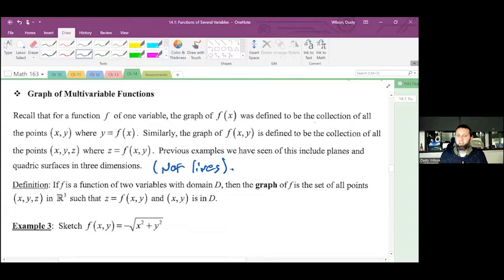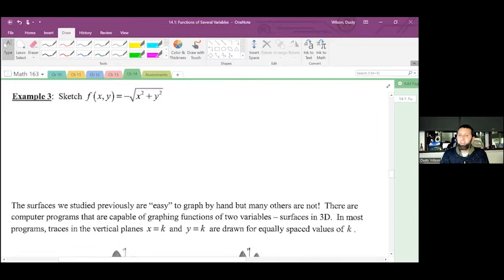Definition. If f is a function of 2 variables with domain D, then the graph of f is the set of all points x, y, z in R3 such that z equals f of x, y and x, y is in D. And we've already had at least one example earlier that we mentioned, but here we're going to show a few more. Example 3. Sketch f of x, y equals negative square root of x squared plus y squared.